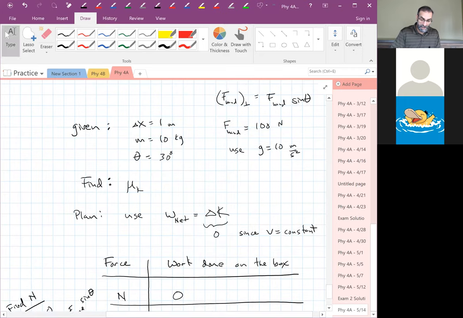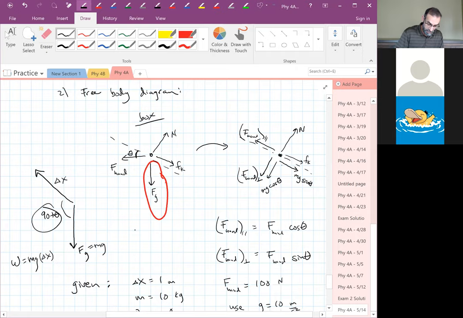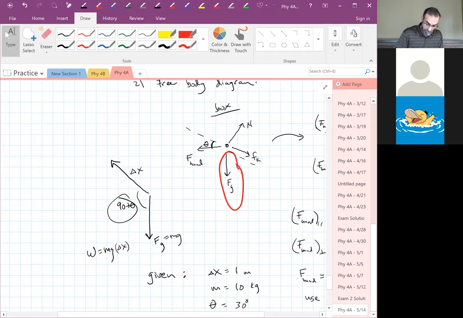Force of gravity, you can do a number of different ways, right? You can use this force right here. You can say, I have a force of gravity that does this, and my box is doing this, and so this angle here is 90 plus theta. So what is the work done by the force of gravity? It's the force of gravity, all of it, mg, times delta x times the cosine of the angle when you put their tails together. You could do it this way. What is the cosine of 90 plus theta? It's negative sine theta.